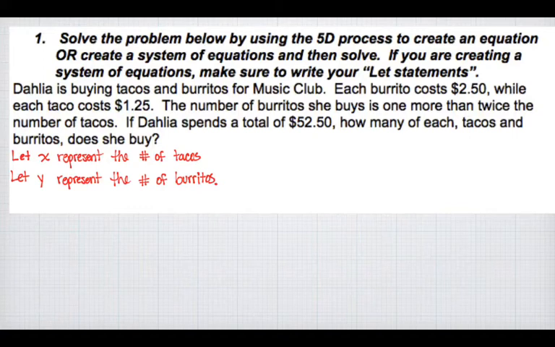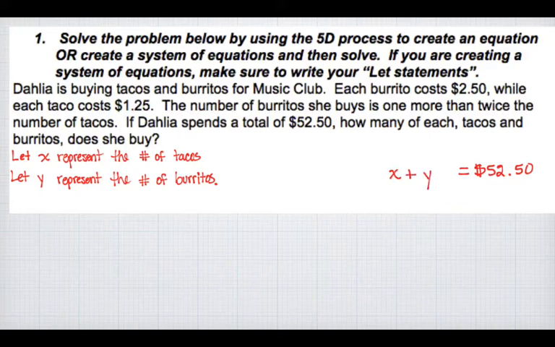So let's figure out what we're going to do here. Well, for sure, if I'm creating a system of equations, I'm going to have two equations. So I see one total right here. That total is $52.50, which means that likelihood is that one of my equations is going to end with $52.50. Now, how do I get to $52.50? Well, I can't get there by going x plus y equals $52.50.